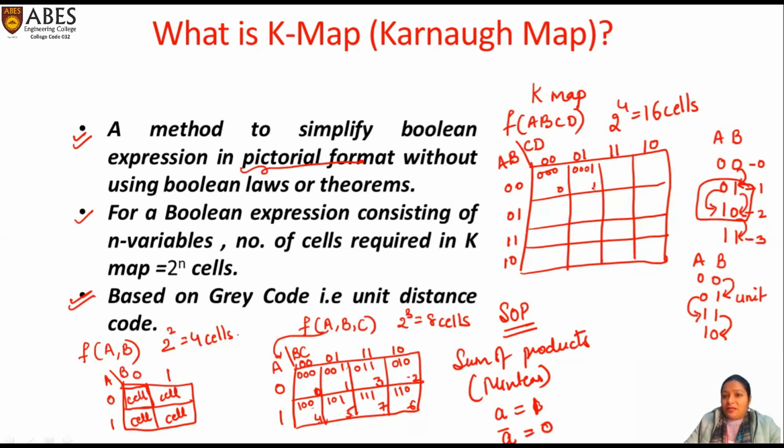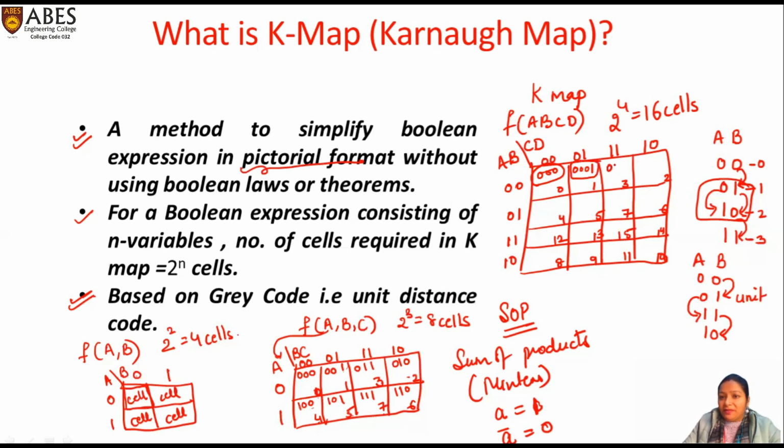So similarly 0, 1 here will be 2, here will be 3, 4, 5, 6 and 7. Then here 8, 9, 10 and 11, 12, 13, 14 and here will be 15. This is how we do the numbering of the K-map. Means these are the cell positions, right?